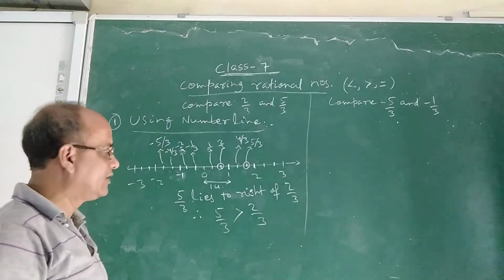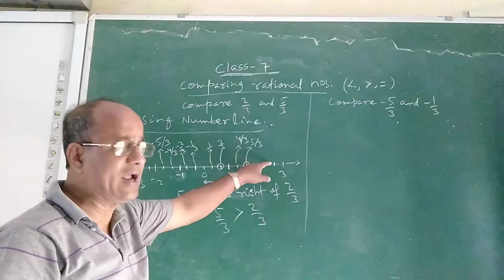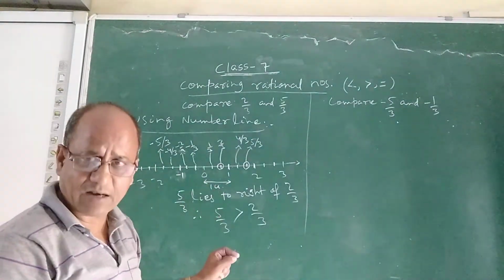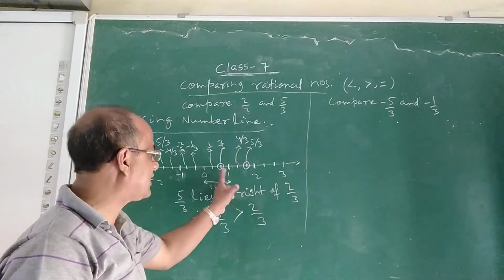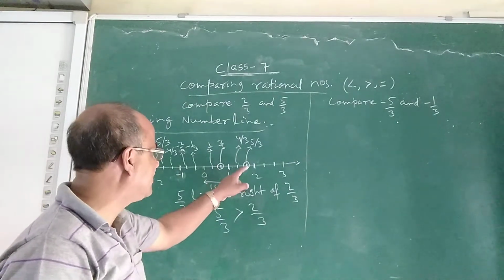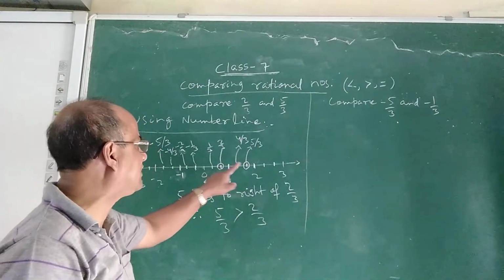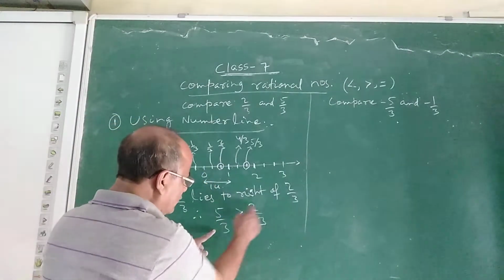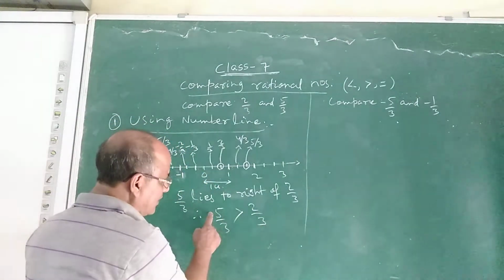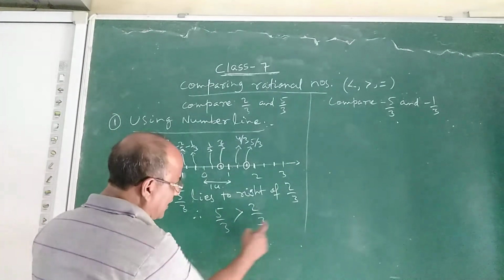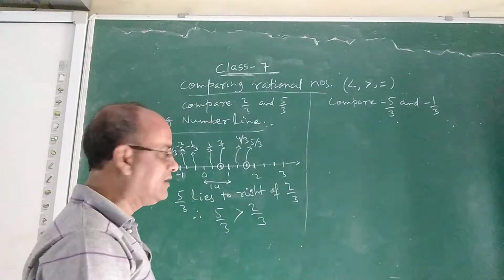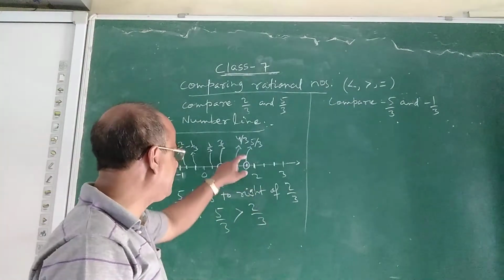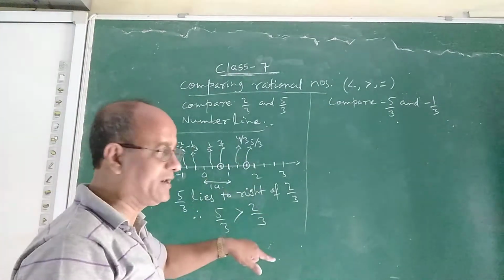You see, any rational number lying to the right of a given rational number, that means this number lies to the right of 2 by 3, so definitely this will be greater than 2 by 3. Because you see, 5 is greater than 2. Here the denominator is same and 5 is greater than 2. So definitely 5 by 3 is greater than 2 by 3. So any number lying to the right of a given number will be greater, and if it lies to the left of a given number, it will be less.